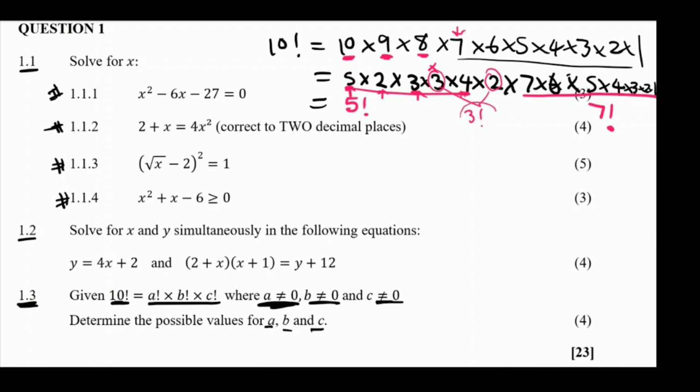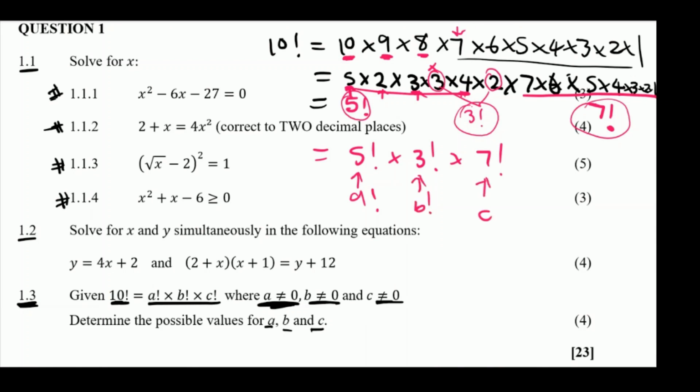So we now have factorial of 3, factorial of 5, and factorial of 7, right? So we can simply say factorial of 5 multiplied by factorial of 3 multiplied by factorial of 7. So this presents the value of a factorial, this presents the value of b factorial, and this presents the value of c factorial. So we are done solving this problem here.